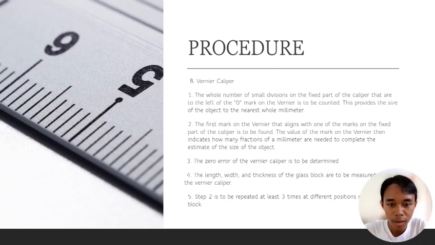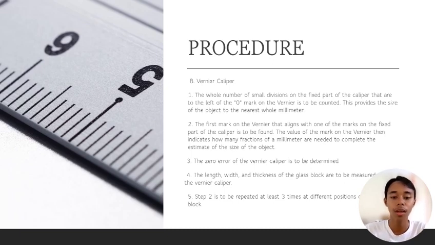B is the vernier caliper. First, the whole number of small divisions on the fixed part of the caliper that are to the left of the zero mark on the vernier is to be counted. This provides the size of the object to the nearest whole millimeter. Second, the first mark on the vernier that aligns with one of the marks on the fixed part of the caliper is to be found. The value of the mark on the vernier then indicates how many fractions of a millimeter are needed to complete the estimate of the size of the object.